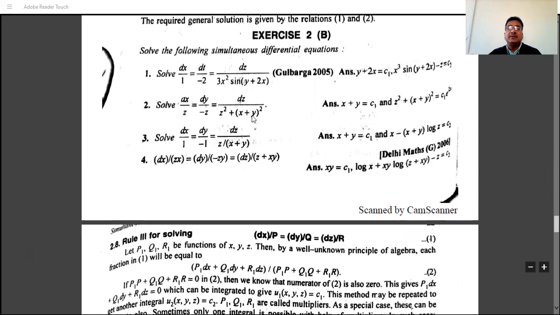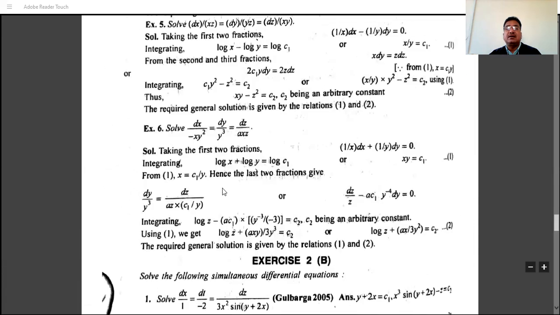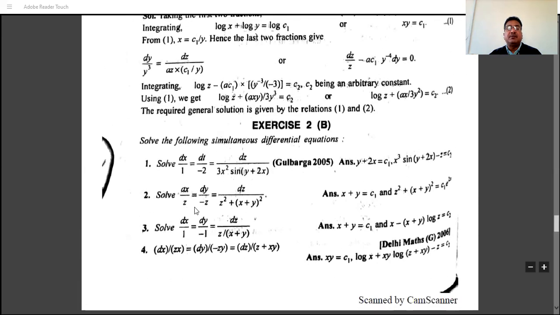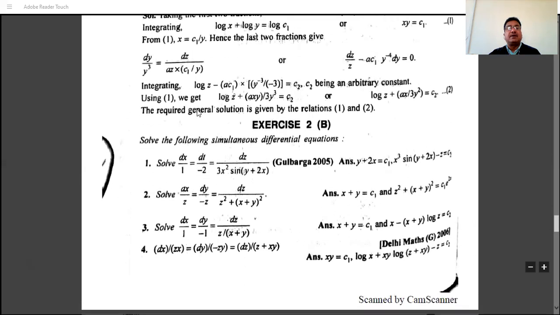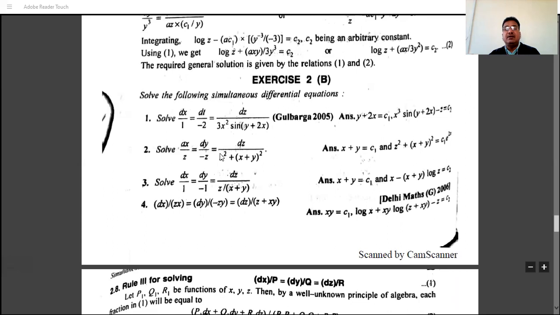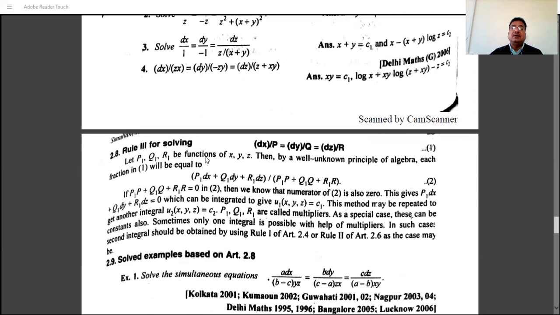Okay, so solve these exercise problems, and these again depend on the sub method. These are of this type, that is sub method of method number 1. That is, first find the solution. Here the variables are dx, dy, dz. Correction: it is not dt, it is dy, right? Dy by minus 2. So solve these examples by using the sub method of method number 1. That is, find the first solution by considering any two fractions, and use that solution to obtain the second solution of the differential equation.